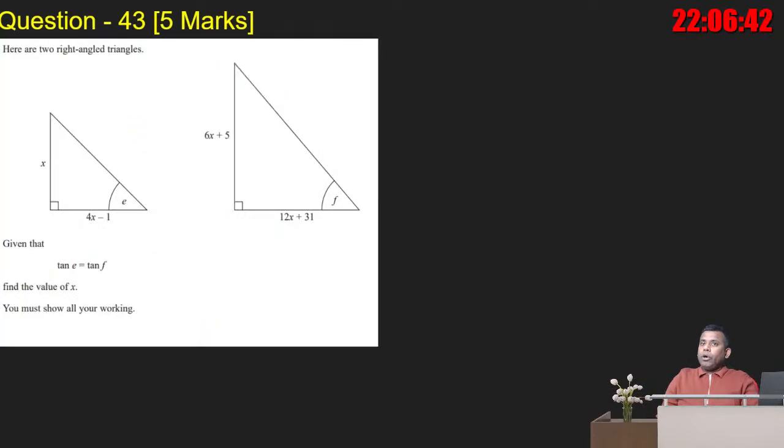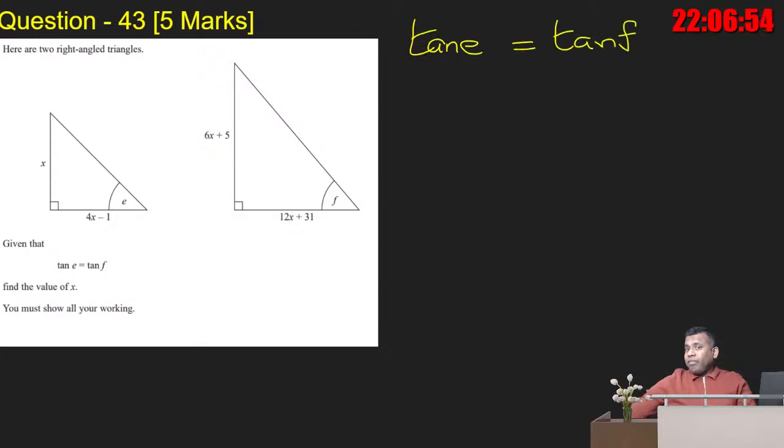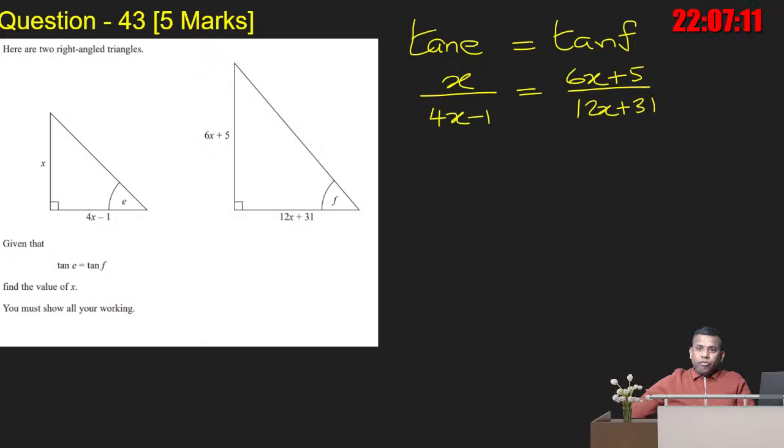Question number 43, here are two right angle triangles, given that tan E equals tan F, right? It is again a 5 marker. Tan E is opposite over hypotenuse, so x over 4x minus 1. Tan F is equal to 6x plus 5 over 12x plus 31, right? Now find the value of x. So x has to be positive because it is the length of a line, right?